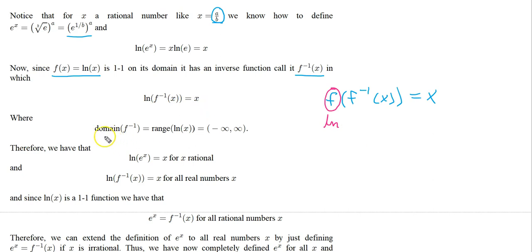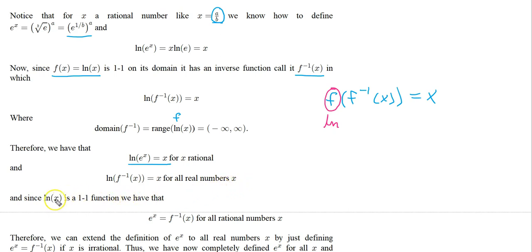And also note that the domain of f inverse is the range of your original function f, and the range of the natural logarithm is negative infinity to infinity. So therefore, we have this fact down here. The ln of e to the x is x. We've already concluded that for x rational. And the natural log of the inverse function is x as well, and that's true for all real numbers x.